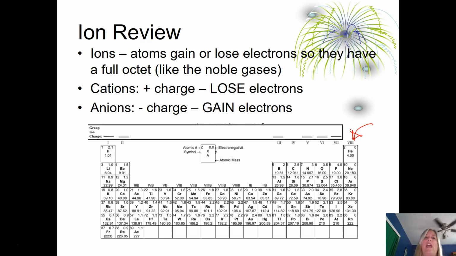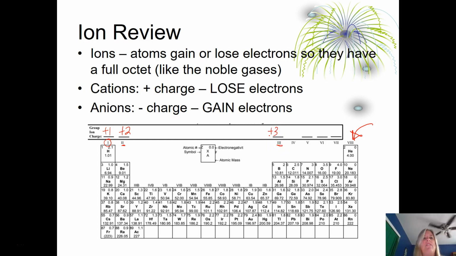And to do that, we have cations, which have positive charge, and they get there by losing electrons. So for example, anything that's in this column will become +1. They'll lose 1 electron to become a cation, and then they have a full outer shell. Anything in column 2 becomes a charge of +2. So they will lose 2 electrons so that they can get a full outer shell.